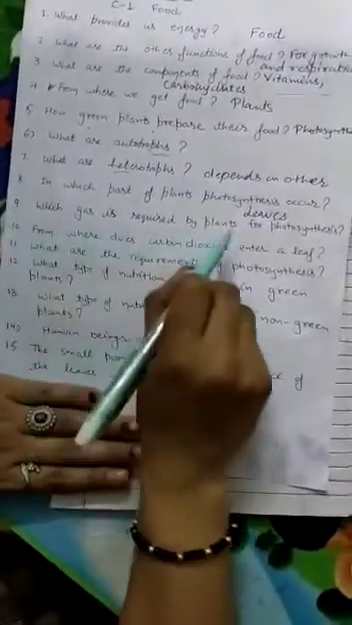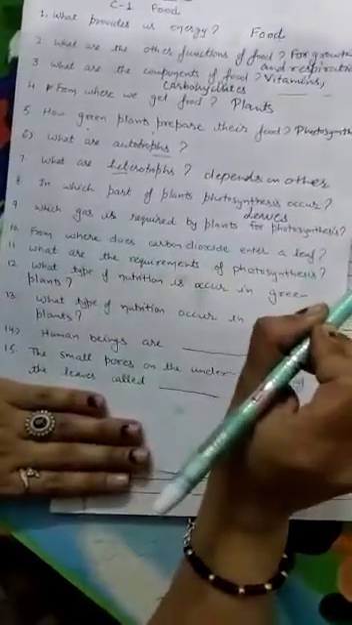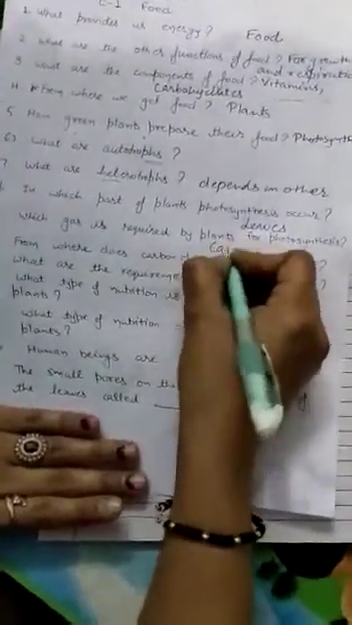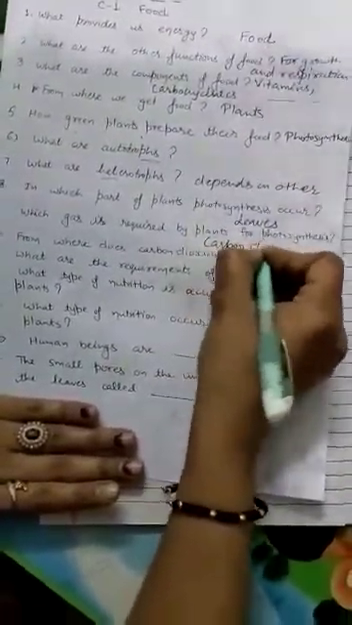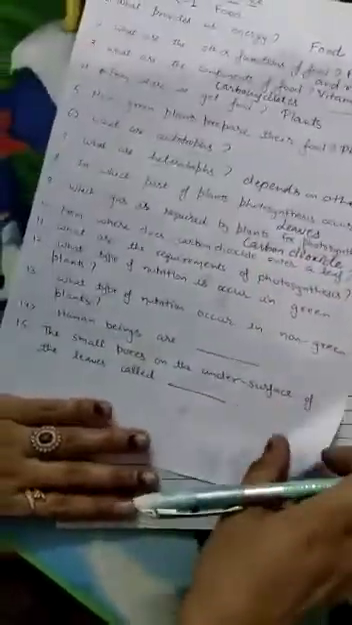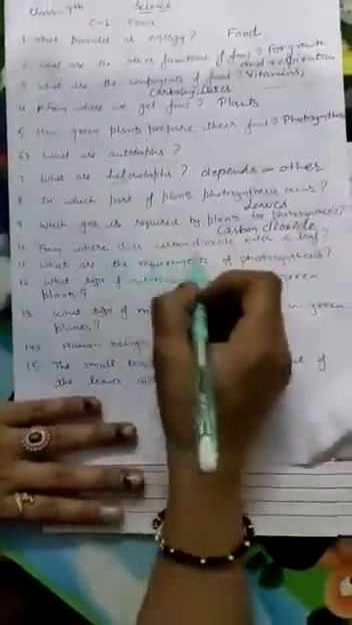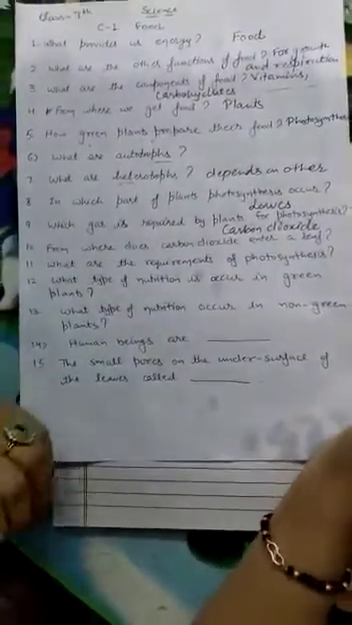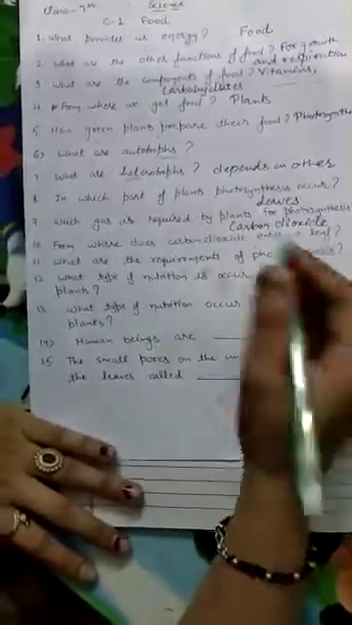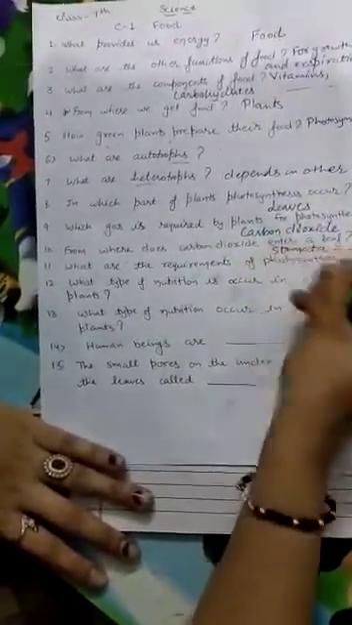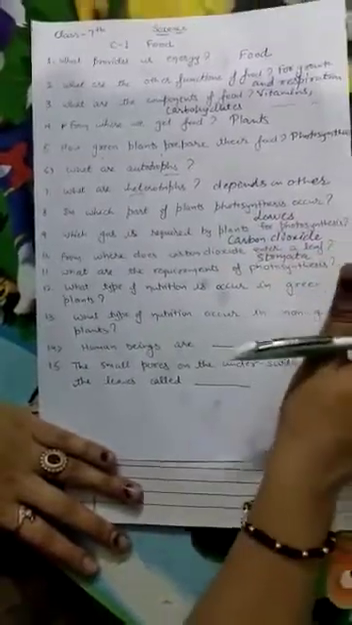Which gas is required by the plants for photosynthesis? Carbon dioxide gas. How does carbon dioxide enter the leaf? Through the stomata. Plants take in air through the stomata.